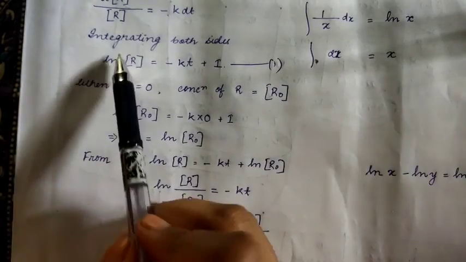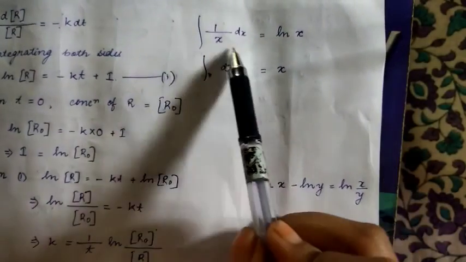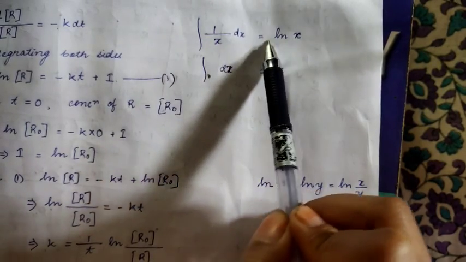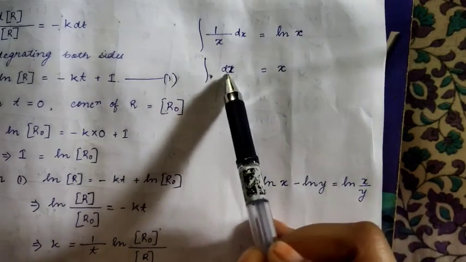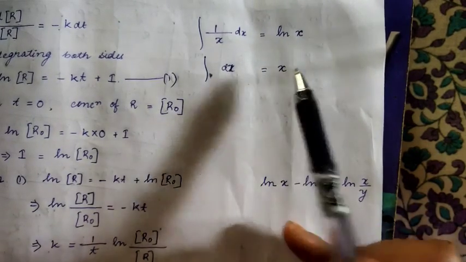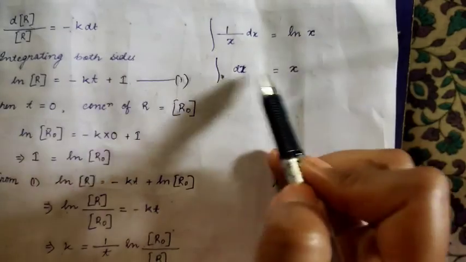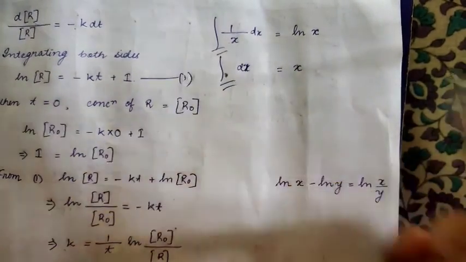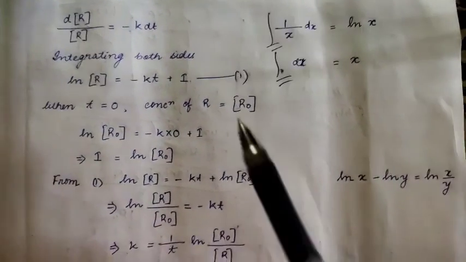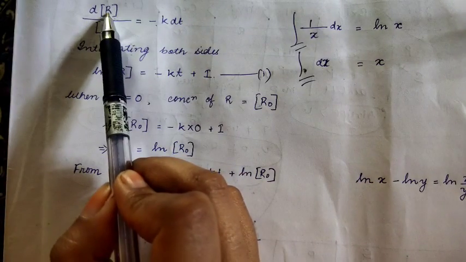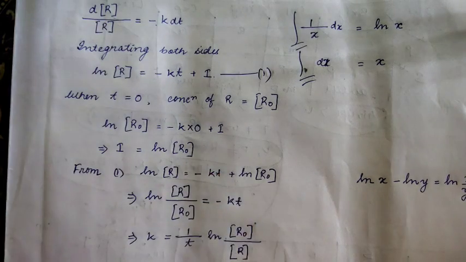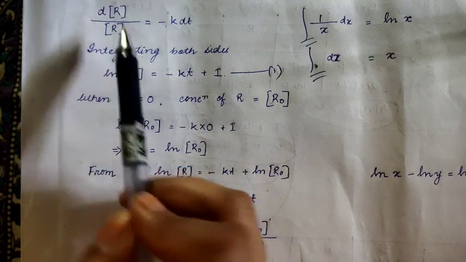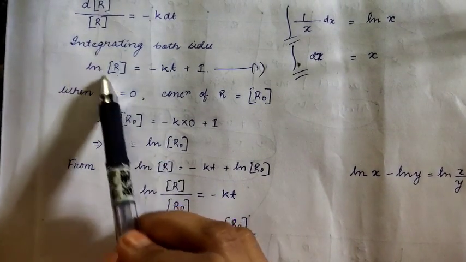Next we will integrate, and one formula is used here: 1 by x dx, or dx by x, gives us ln x. So two formulas we are going to use here. This was already used in the case of zero order, so it will now be used in first order. If the concentration of R is said to be x, then it is dx by x, right? So the integration of dx by x is given as ln x. X means concentration of R.